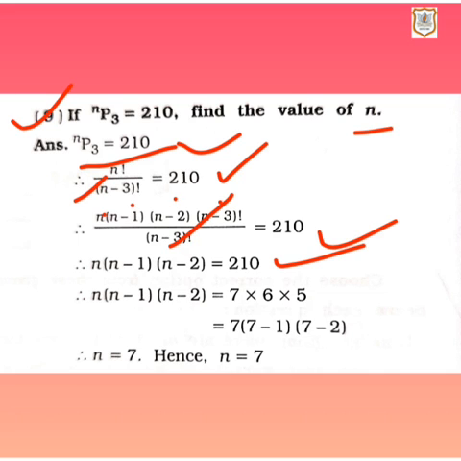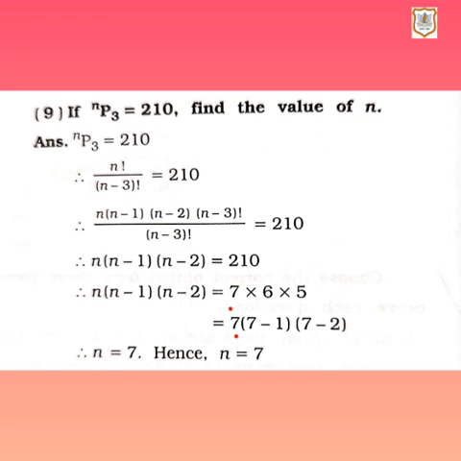So 3 consecutive factors, that is 3 consecutive multiples, that is 7 into 6 into 5. 210 can be written as 7 into 6 into 5. So 7 we will write as it is, 6 can be written as 7 minus 1, 5 can be written as 7 minus 2. So here the value of n is 7.